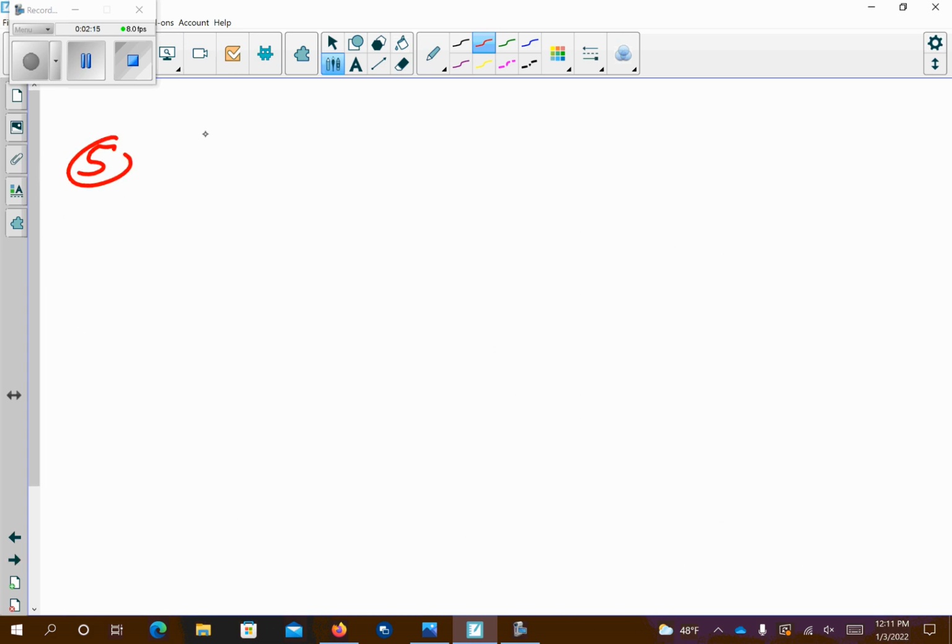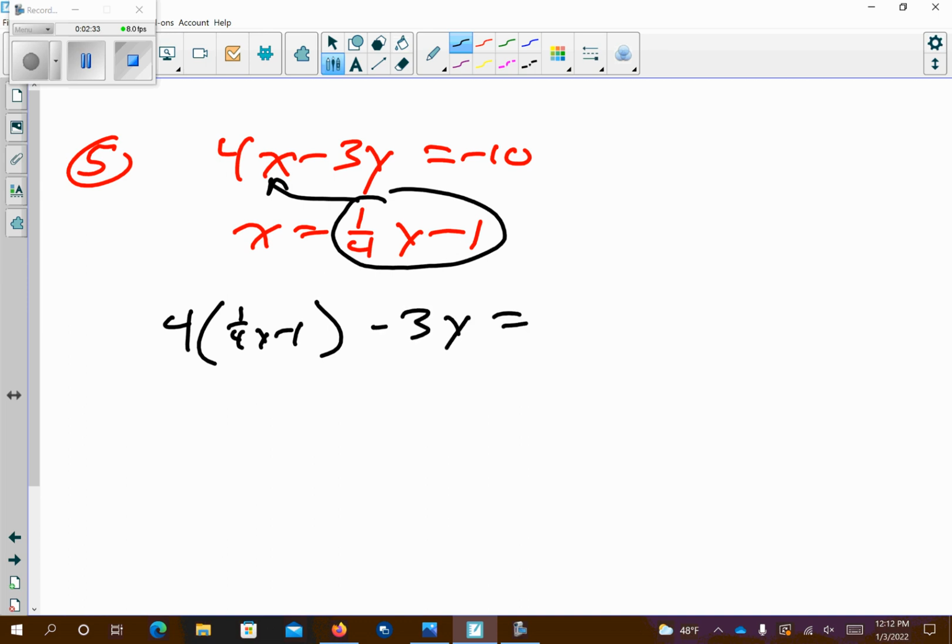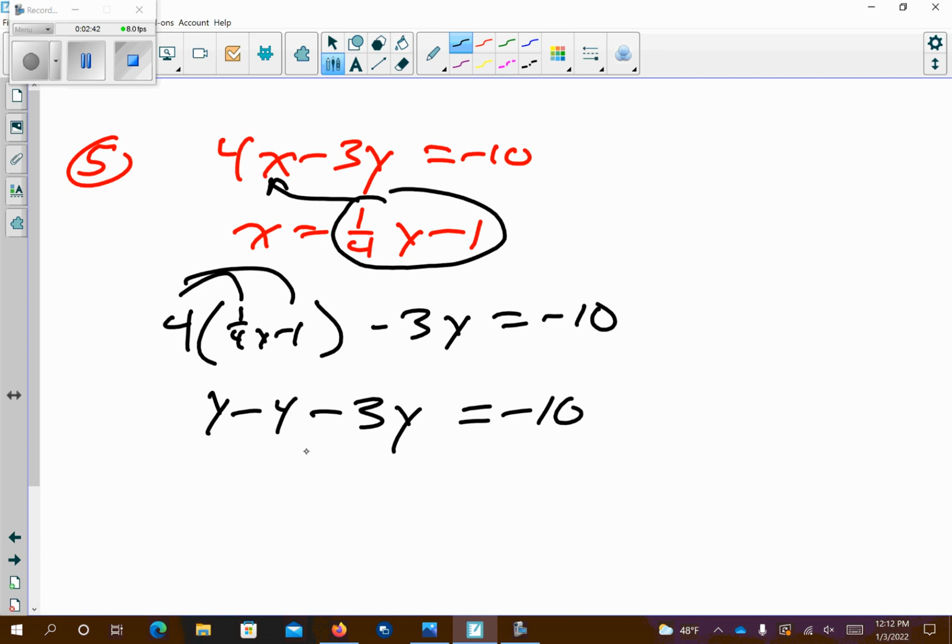Number 5, we have 4x minus 3y equals negative 10, and I have x equals 1/4 y minus 1. I think I should substitute on this one. I'm going to take this and plug it in right there. So I got 4 times 1/4 y minus 1, minus 3y equals negative 10. Distribute the 4 over, so that gives me y minus 4 minus 3y equals negative 10.